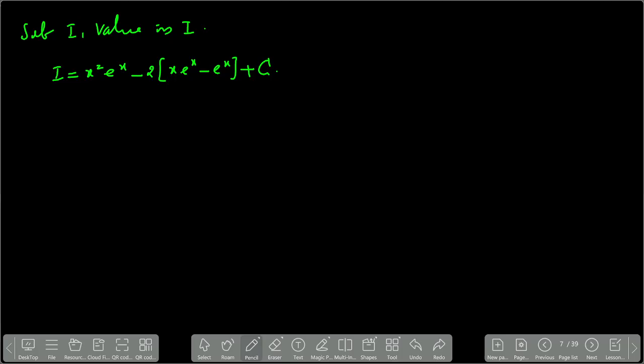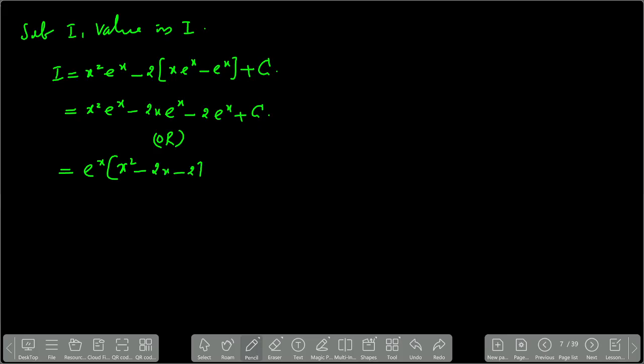Now, taking the 2 inside: x square e power x minus 2x e power x minus 2 into e power x plus c. This is the correct answer. Or otherwise, look at each term having e power x. Now I am going to take e power x outside formally: x square minus 2x minus 2, plus c. This is also a correct answer.